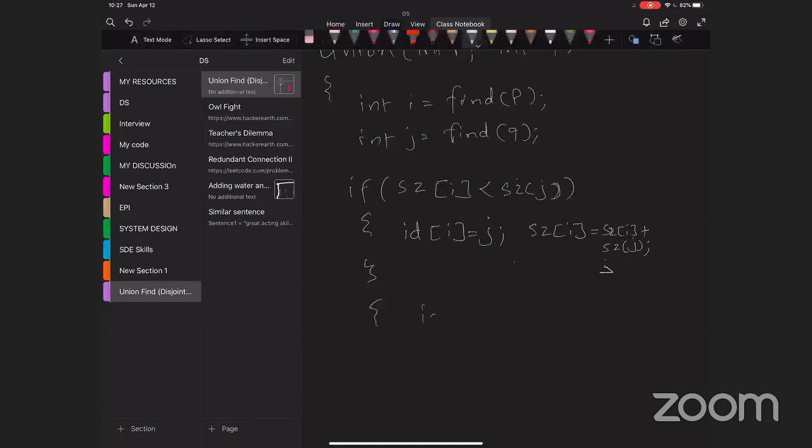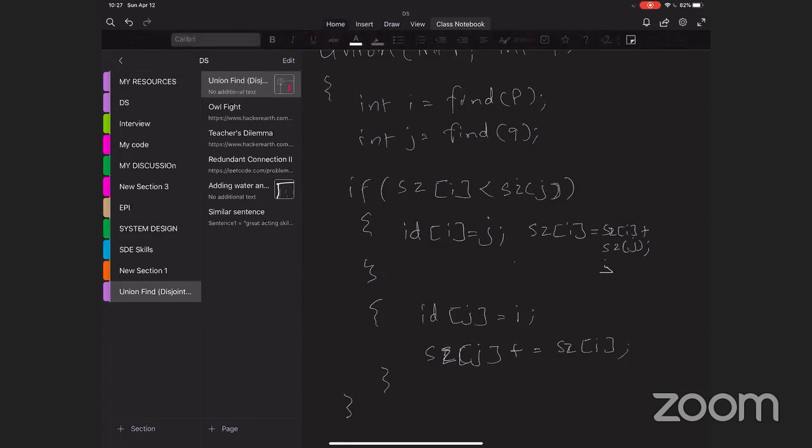So in that case, I am going to do the other thing: ID of J equal to I, and then size of J plus equal to size of I. Okay. Is this code clear? We can walk through some example. Yes, it's clear. Okay.